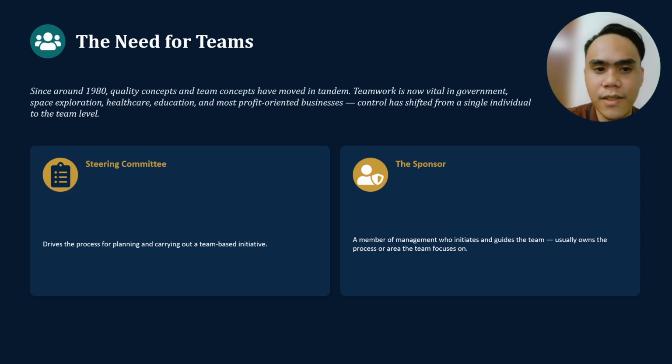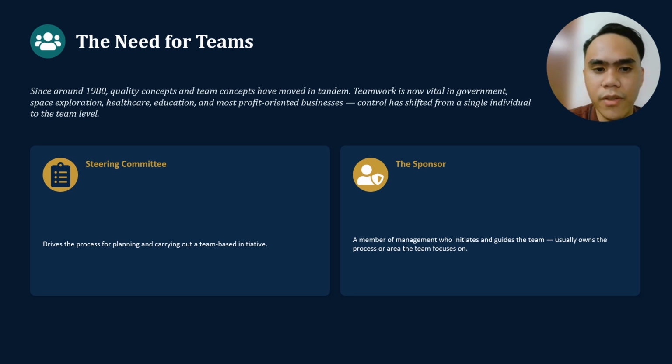So let's set the stage for the teams section of this topic, with some context. Since around 1980, quality concepts and team concepts have moved in tandem through the economy. They've essentially developed together, hand in hand. Teamwork is now described as vital in government, space exploration, healthcare, education, and most profit-oriented business.